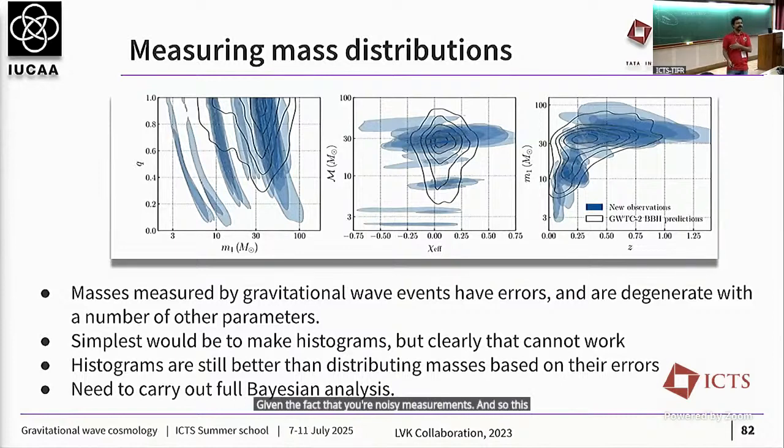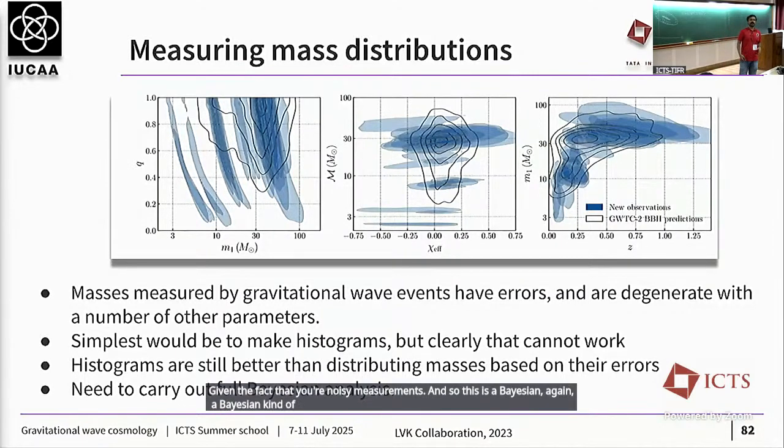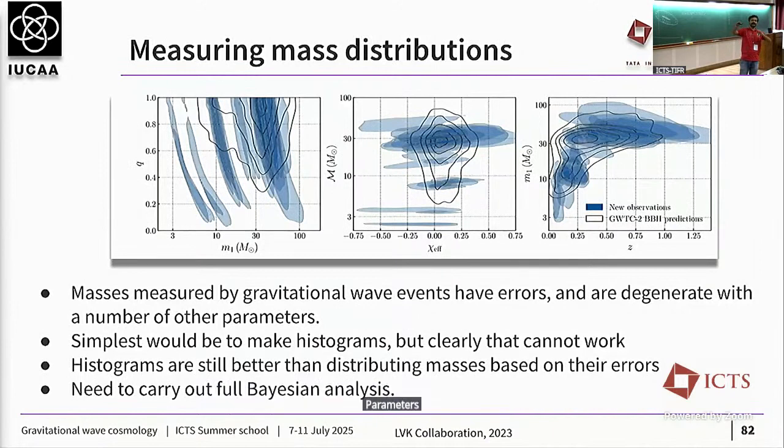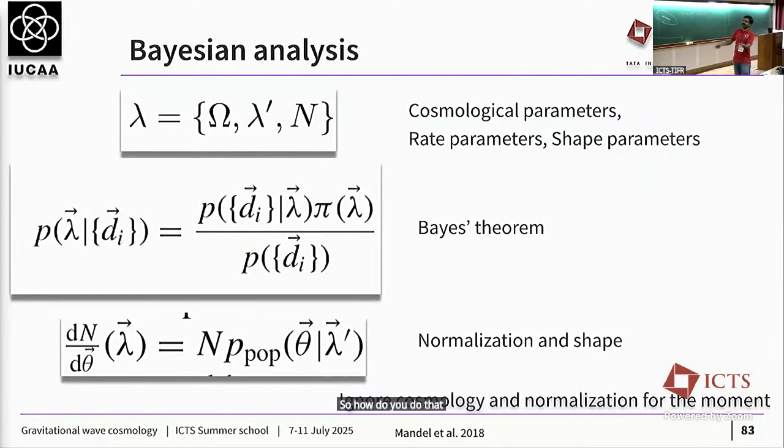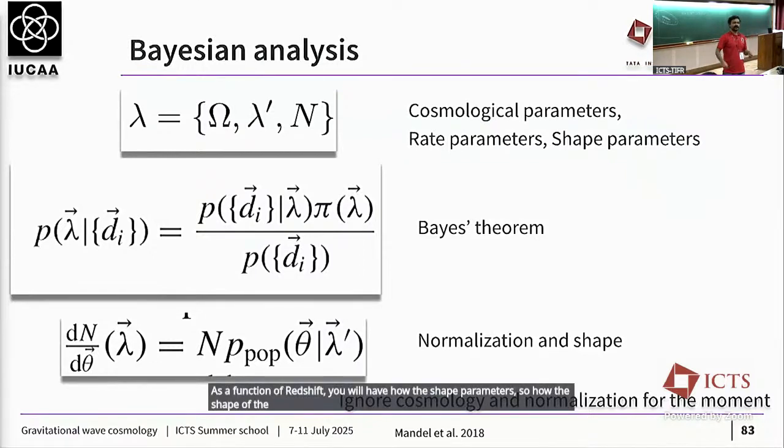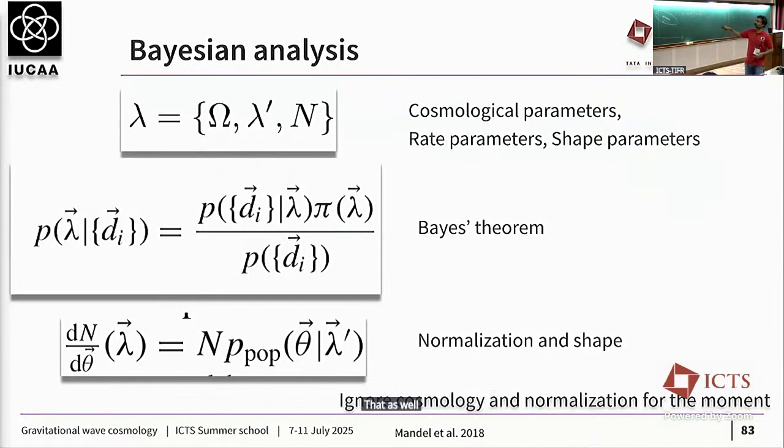And so this is, again, a Bayesian kind of problem. You want to figure out the parameters that describe your distribution, given the data measurements that you have. So how do you do that? That's why we come back to a Bayesian analysis that you will have to perform. So what will be this lambda? It will have some cosmological parameters, the parameters of how the rate of these cosmological events changes as a function of redshift. You will have the shape parameters, so how the shape of the mass distribution looks like, as well. So you would ideally want to constrain all of this.